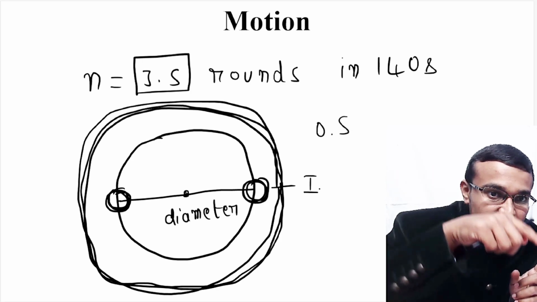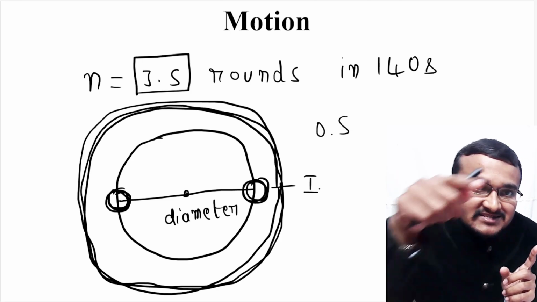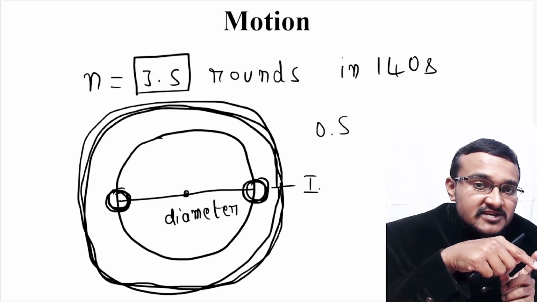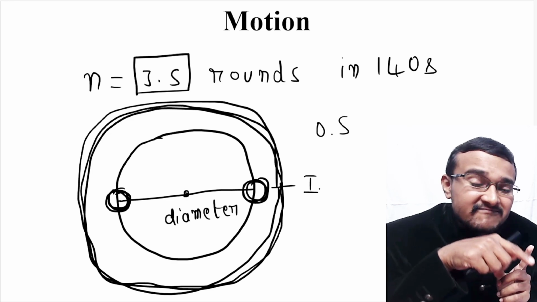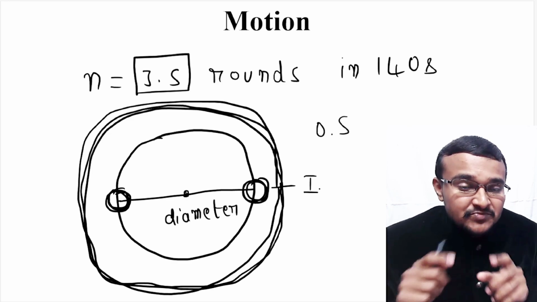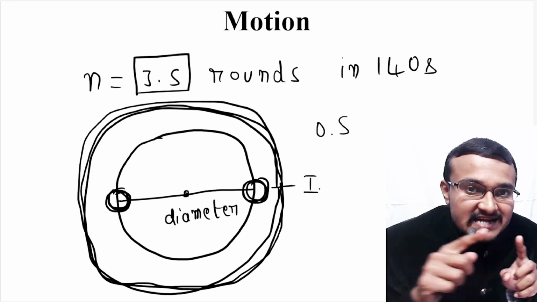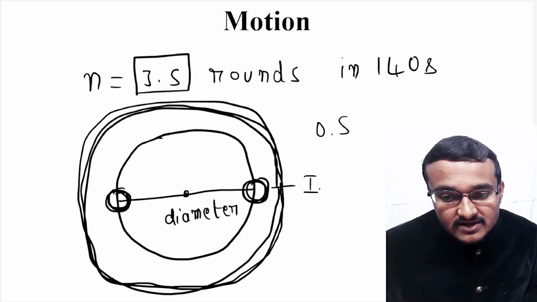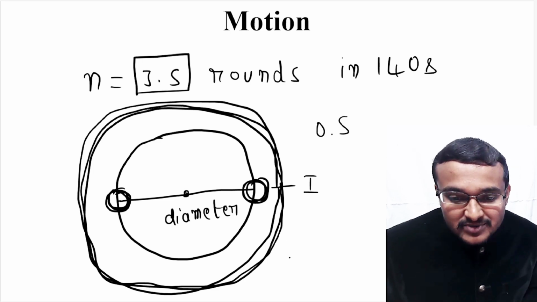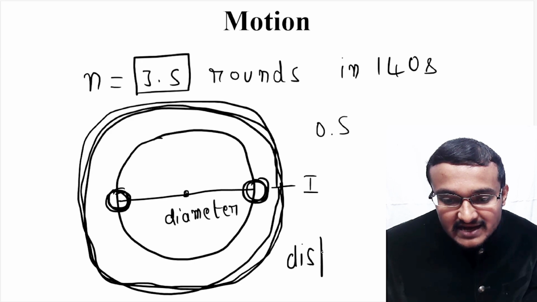In that 20 seconds, he has covered half of the circle. So that means he has reached exactly the opposite of the initial position. So that will be the final position of this particular athlete. And if you calculate the shortest distance, then that will be the diameter of this particular circle. So hence, the displacement covered by this particular athlete will be equal to 200 meter.